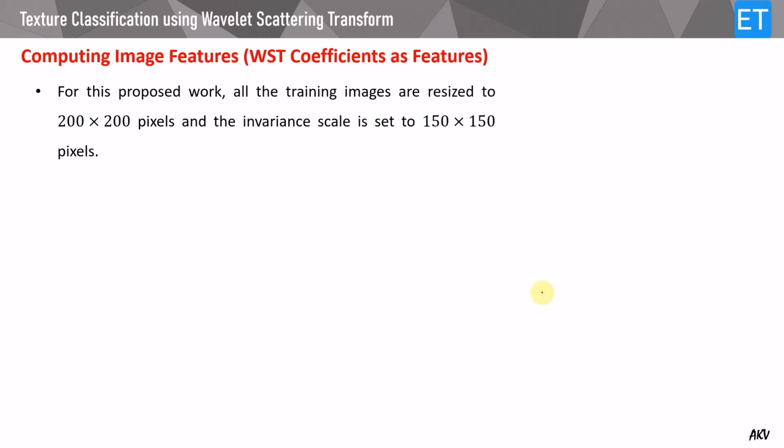So now let's come to how we can use these scattering coefficients as features. For the classification task, we have taken several images. All the training images are resized to 200 by 200 pixels, and we decide the invariance scale to be 150 by 150 pixels. What the invariance scale is, and all those details, you can find in my previous video. That's why I suggested you watch that.